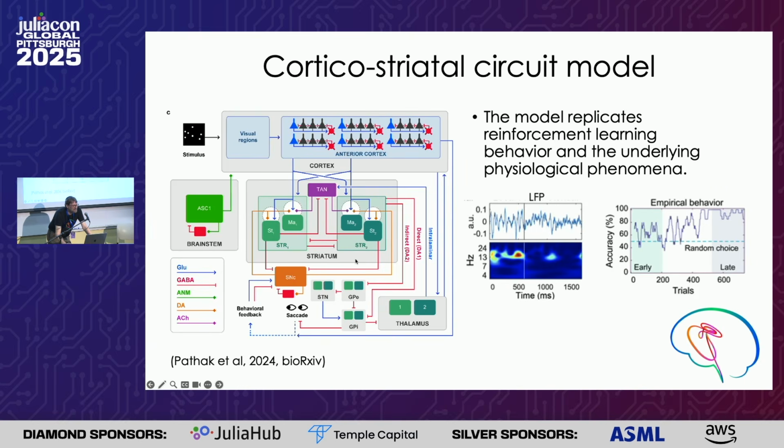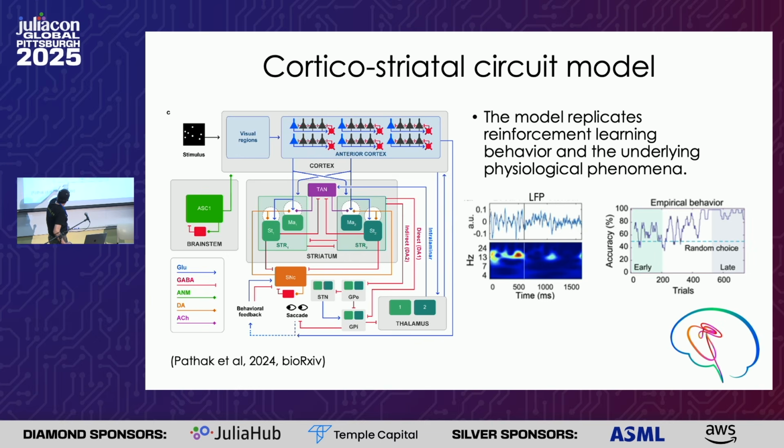Okay. And so this is the cortical striatal circuit model. It looks very complicated. Again, we have the visual regions, we have a cortical region, and then we build the striatum. TANs are actually random number generators. There's a lot of discussion in the literature about what they do, but we implemented them essentially as noise generators. And then there are different learning rules that apply.